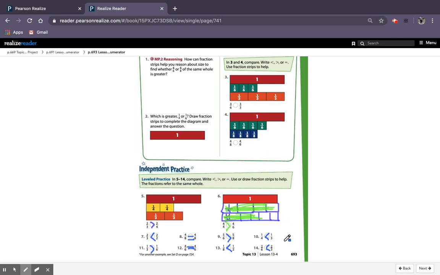So for those, just for example, it's also if you have your paper fraction strips or the online version. I don't remember if I included those or not with the assignment, but if I didn't, I will include them for the next day.